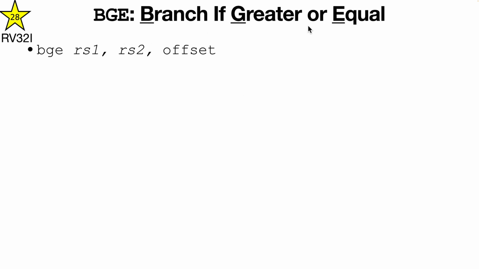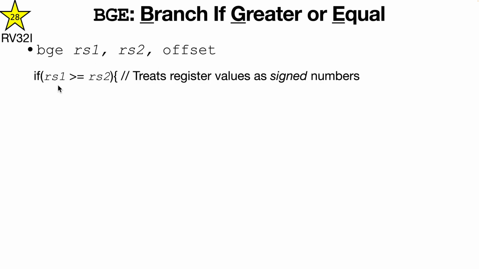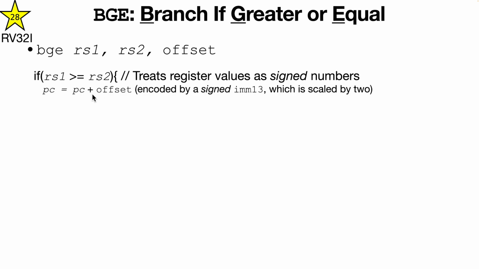So if that's BNE, branch not equal, what is BGE? It is branch if greater than or equal. So again, two parameters, an RS1 and an RS2 and an offset. And so the comparison is if RS1 is greater than or equal to RS2, where the greater than here is treated as a signed comparison. So it's going to take into account whether they're positive or negative values. So if RS1 is greater than or equal to RS2, then again, PC plus offset, where offset is encoded by an immediate 13 scaled by 2, and that's your new PC.